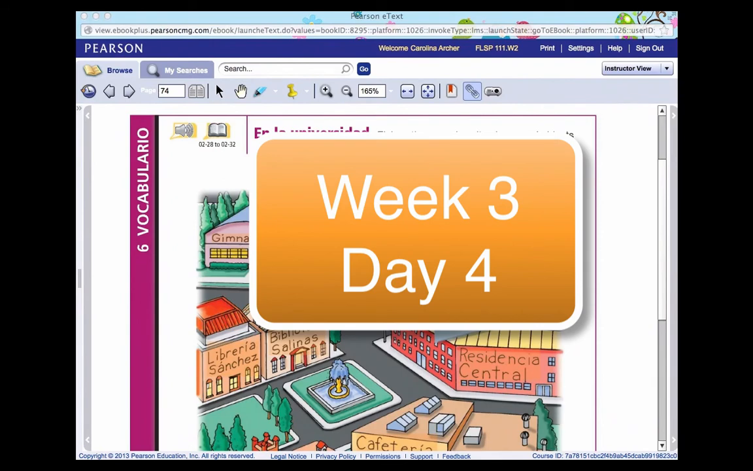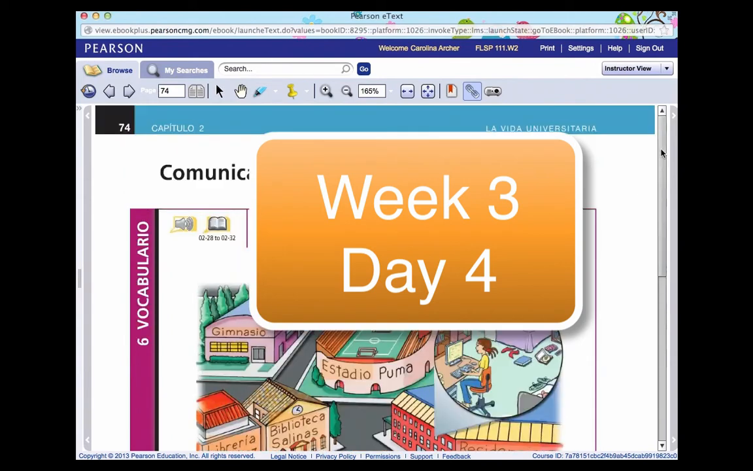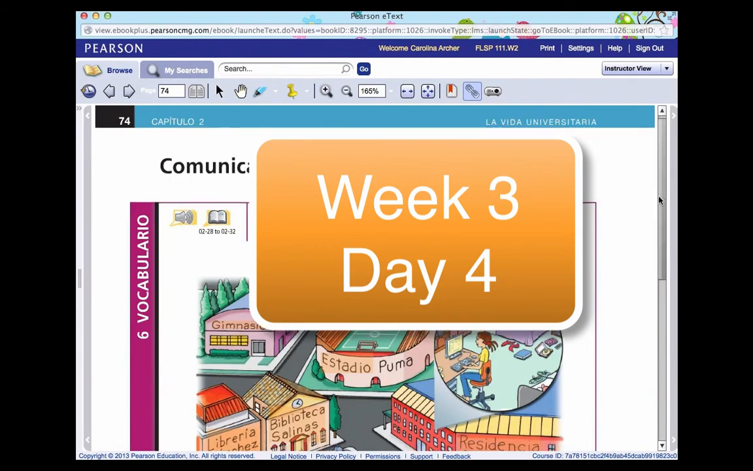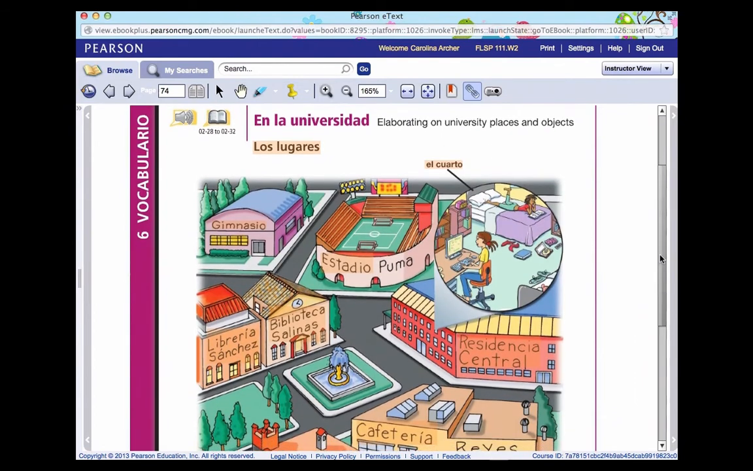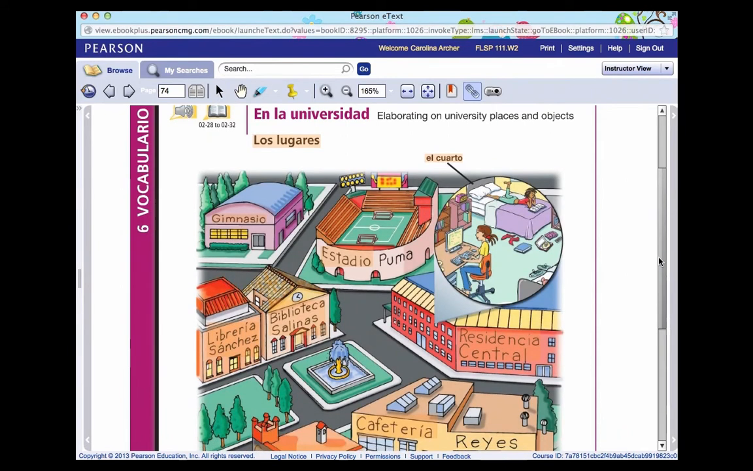Yesterday we covered how to create questions and numbers, and today we are going to continue with more vocabulary. The vocabulary section number 2, vocabulario comunicación 2, en la universidad. Okay, en la universidad. We're going to talk about university places and objects, and these are things that are very familiar to you. So you can be thinking about the places, the buildings in your university, and making associations like that, and it will make a lot more sense, okay?